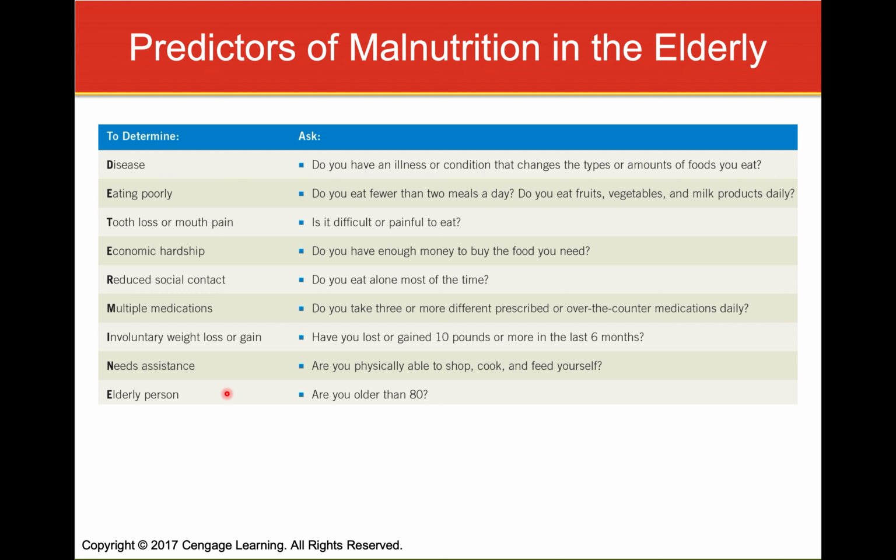elderly, older than 80, it says here. So these are things that can be used, these questions and this acronym, to determine if somebody is at high risk of being malnourished. Determine.